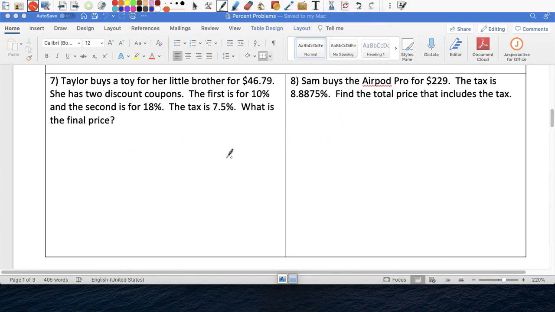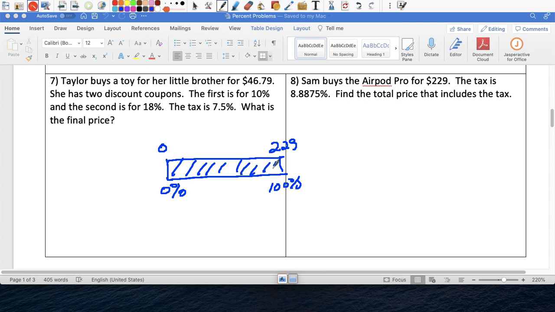All right, let's go to the AirPod. 0%, 100%. This is 229. So as of now, think about it. If you pay for 100% of the value, you pay $229. Okay, but there's New York City tax. So we're going to take that, and we have to add a little bit of tax. Here's your tax. So 8.8875 is going to take 100.